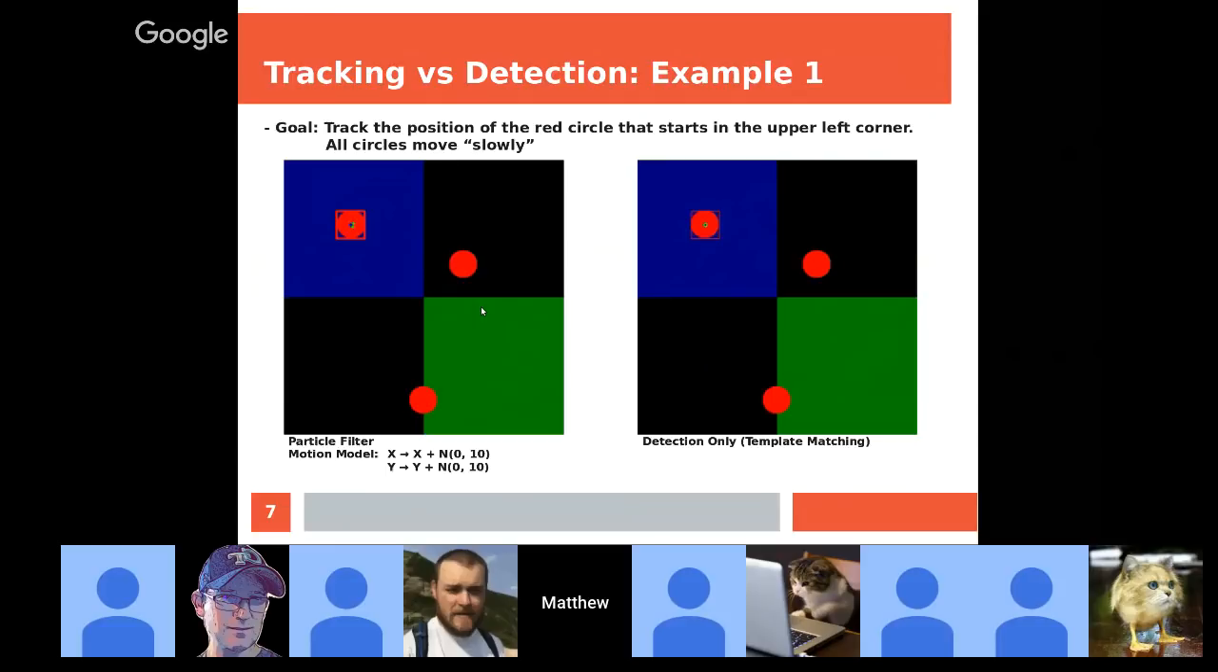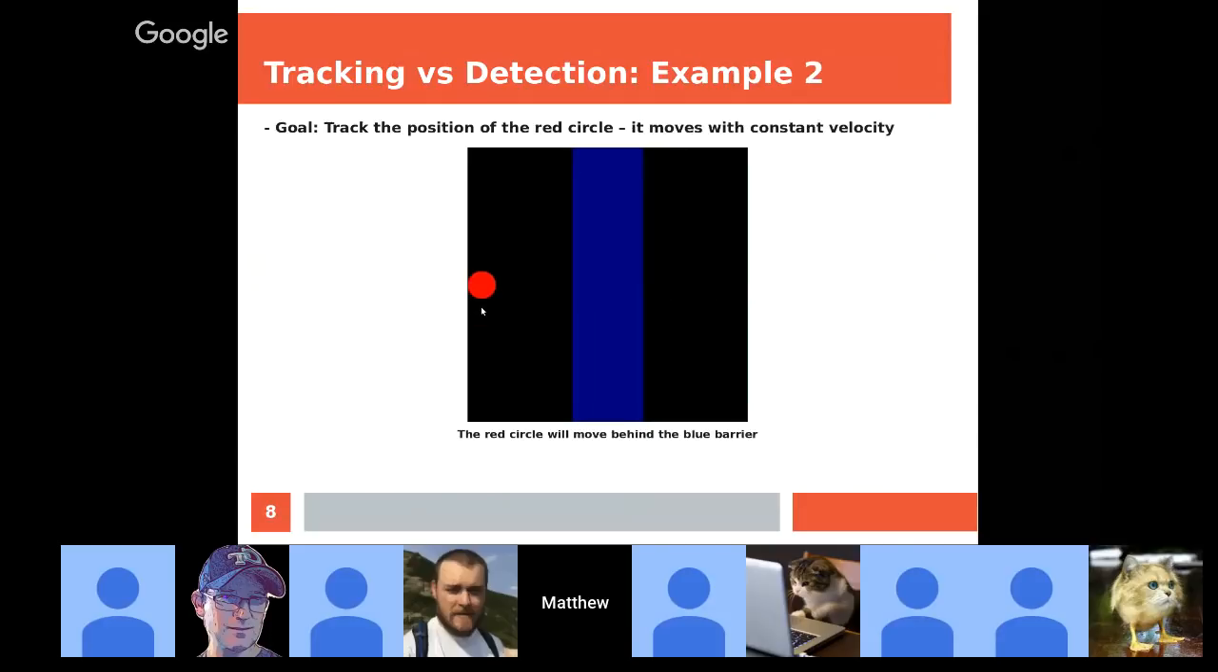So that's one example of doing something with filtering or tracking that you can't do with pure detection or pure template matching. The second example, and I like this one because it ties nicely into something we'll talk about a little later tonight, is dealing with occlusion. So here we want to track the position of the red circle, and we have the foreknowledge that it moves with constant velocity. So I've set up this little contrived example where we have the red circle, and I'm just going to show you its motion before we put tracking on it.